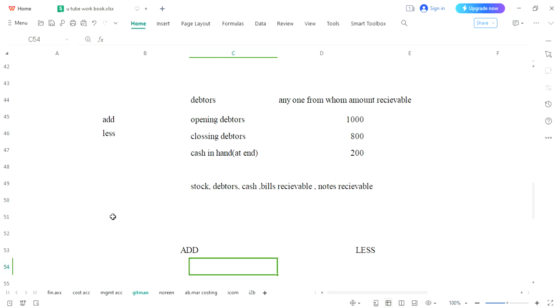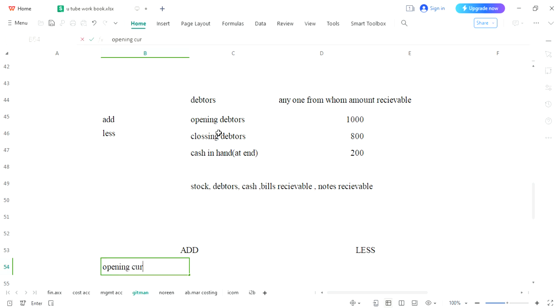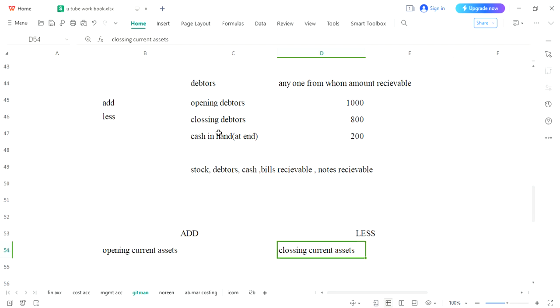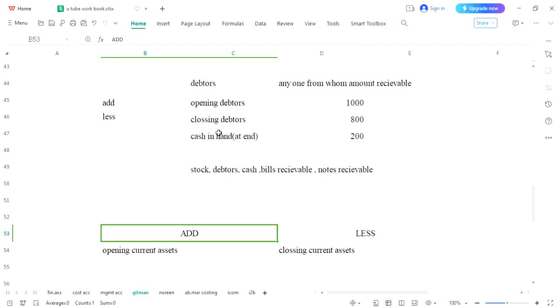All right, what you have decided, you will add opening. So here all opening current assets would be put, and you will subtract all closing current assets. So we are creating a formula where a few things would be added.